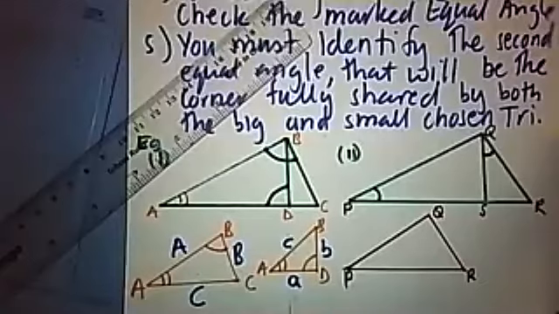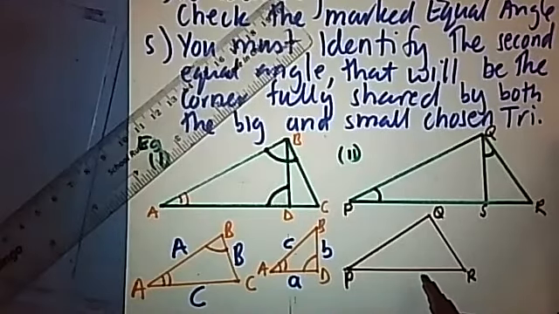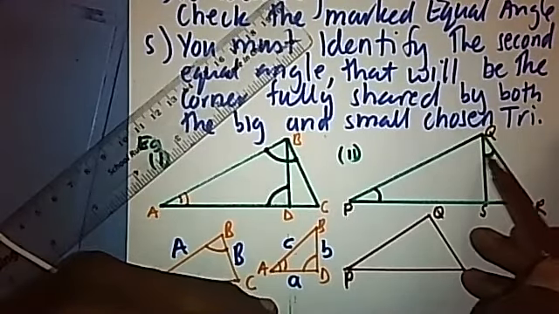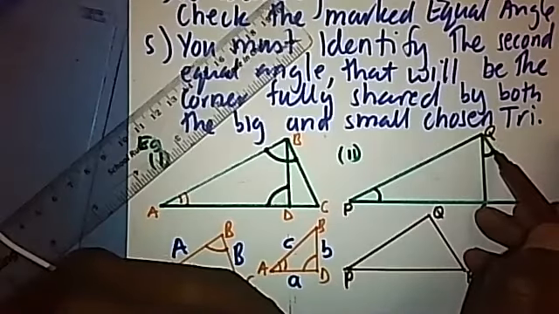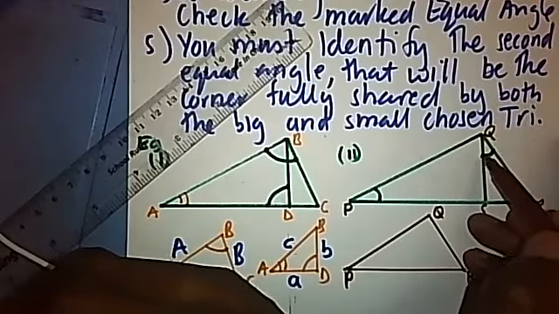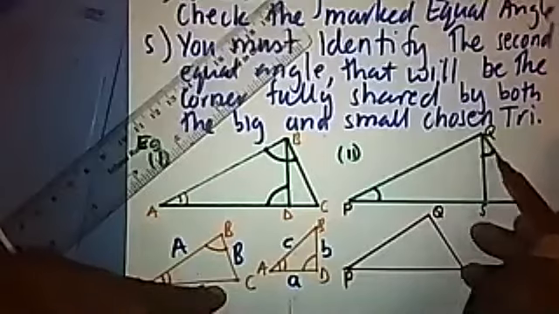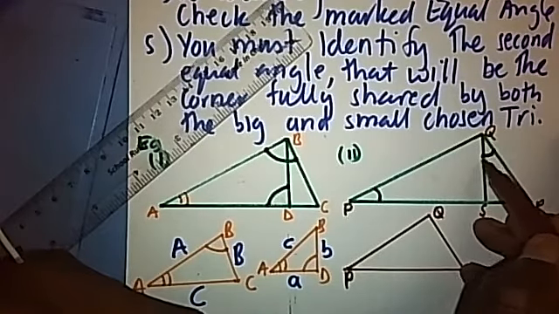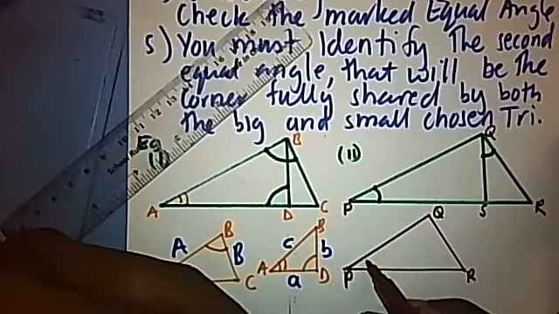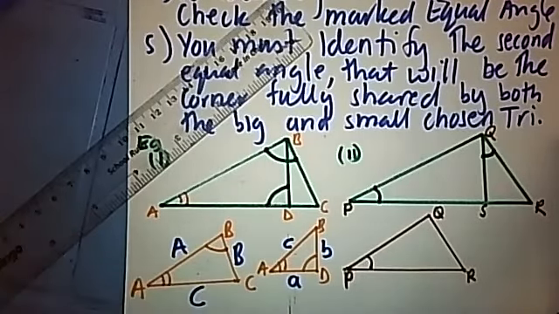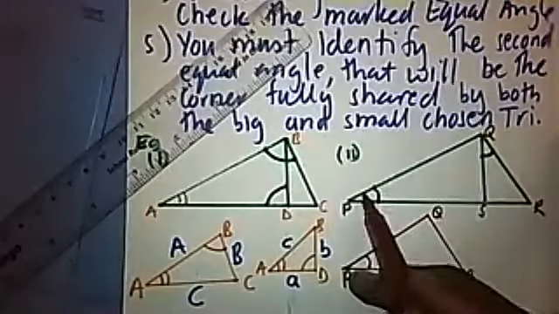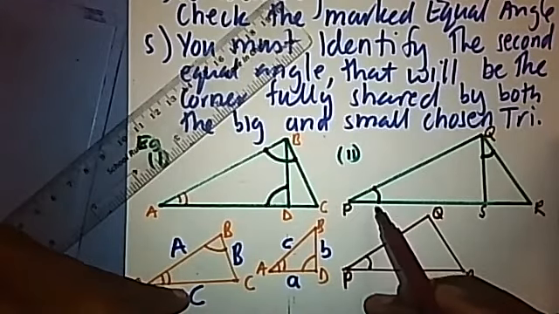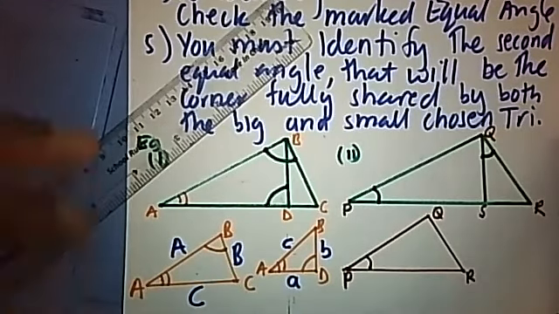And the equal angle for the big shape, it is not this one, no, because this one starts here, stops here. It means it does not start from the outer line and the outer line. It starts from the outer line and the inner line. It means this one will be the corner for the bigger shape. Why? Because it starts from the outer line until the inner line.